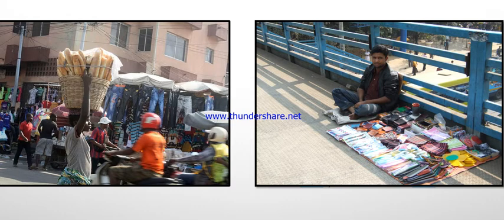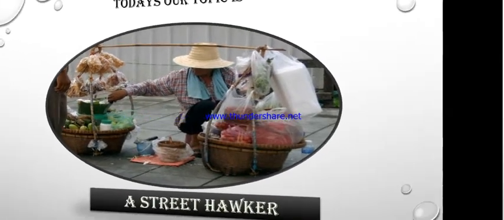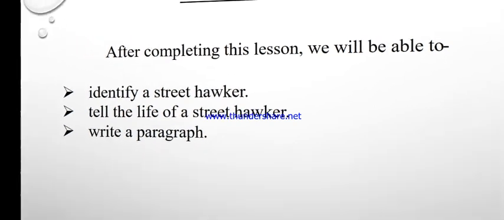In the first picture we see a street hawker, and in the second picture you also see a street hawker. So I think you can guess easily. Today I would like to discuss a street hawker. Right. So the first question comes into my mind. I think all of you, my dear students, who is a street hawker? So I request all of you, please close your eyes and think about a street hawker who is very familiar in your life.